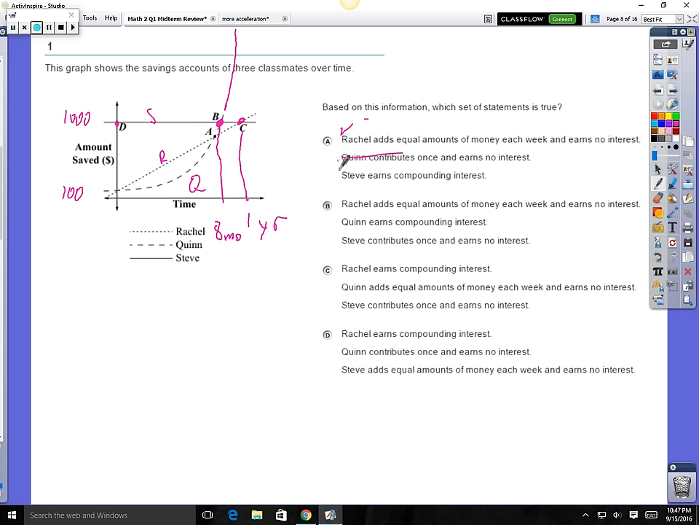Rachel adds the same amount each month and earns no interest. Okay. Quinn earns compounding. Steve contributes once and earns no interest. That is it. So Quinn is earning compounding interest. Quinn's money is taking off way, way fast. Steve contributes once, and that's it. He's got no interest. So we're going to go with B.